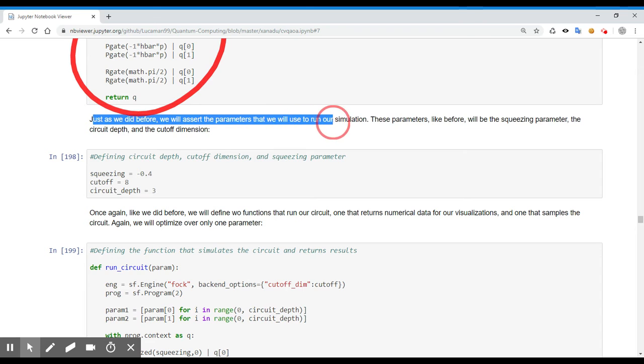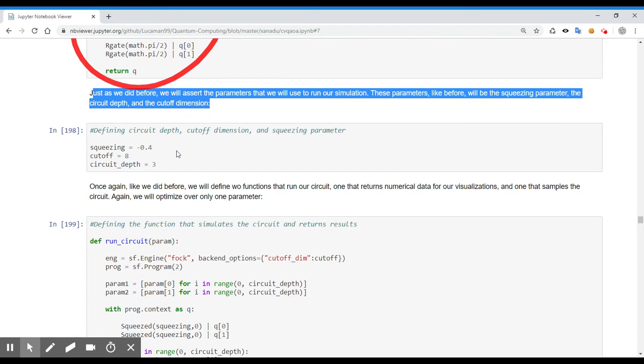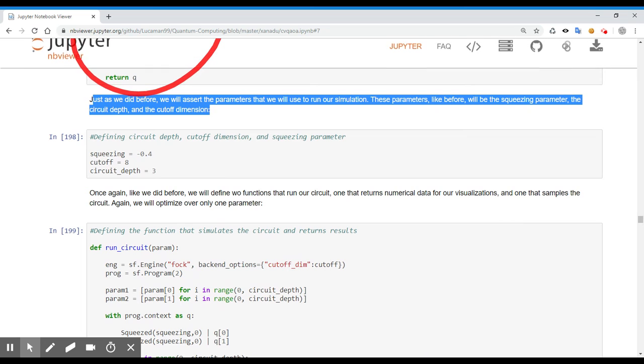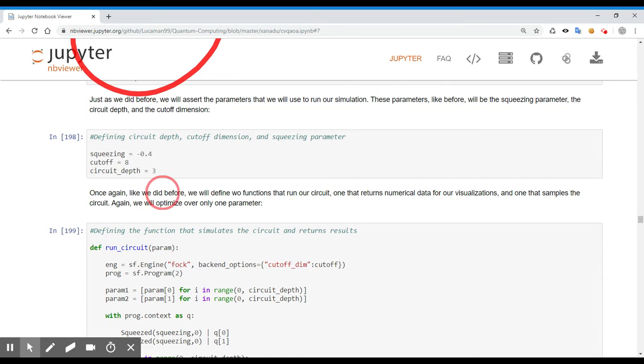So this runs like before. It will be the squeezing parameter, the circuit depth, and the cutoff dimension. Got a bit of a different squeezing parameter here. Circuit depth 3. Once again, like we did before, we'll define 2 functions that run our circuit: one that returns numerical data for the visualization, and another one that samples the circuit again. We'll optimize over only one parameter.